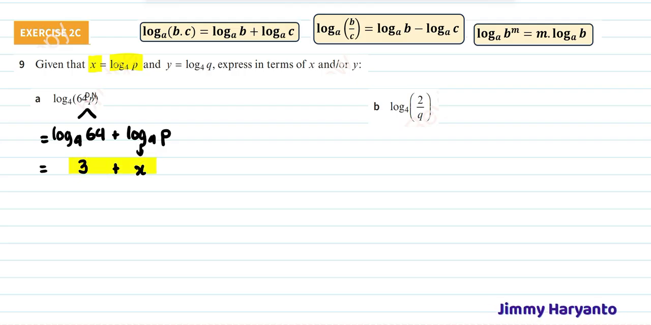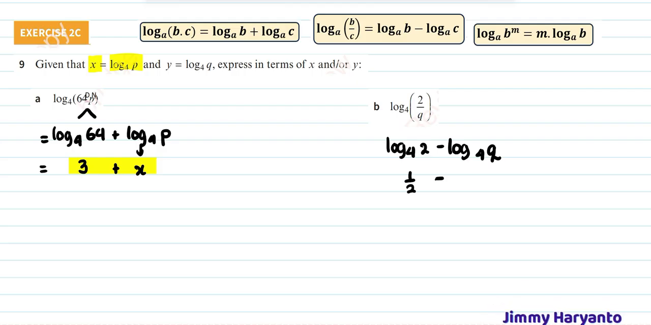Next, for the second, we can split them into two parts like this using the division rule. Log 4q, and then log 4(2). Using your calculator, you will have half, and then log 4q equals to y, taken from the given information. So the second answer is half minus y.